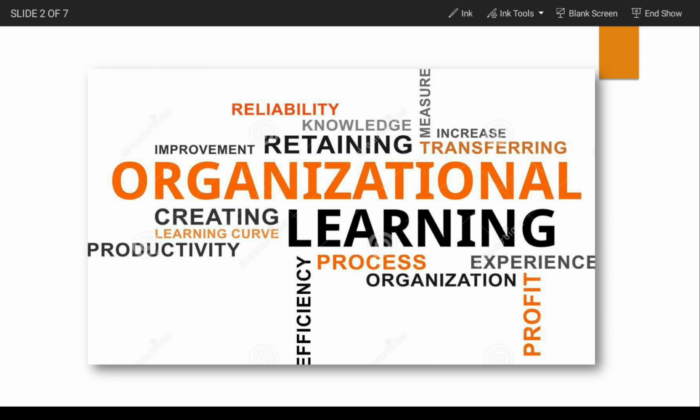The organization that is capable of transforming organizational learning into an engine of knowledge creation, aiming at building up a competitive advantage, may become a learning organization.